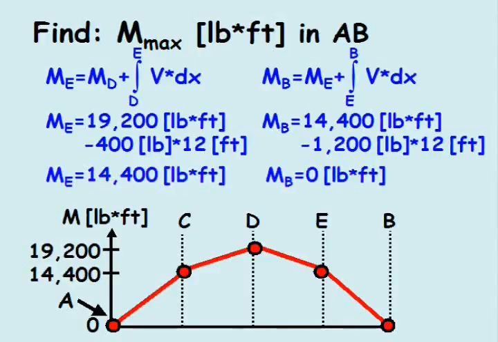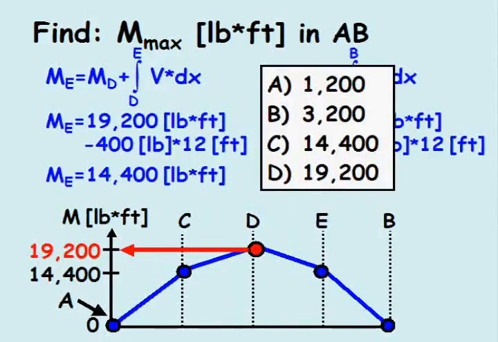The question asks to find the maximum moment in beam AB. This occurs at point D and equals 19,200 pounds-feet. When reviewing the possible solutions, the answer is D.